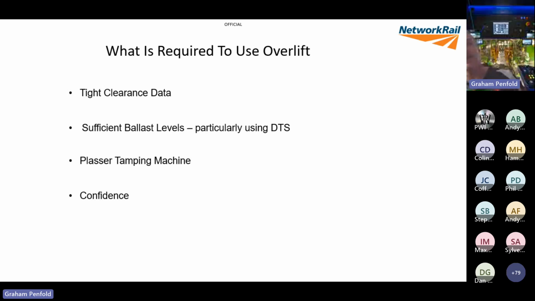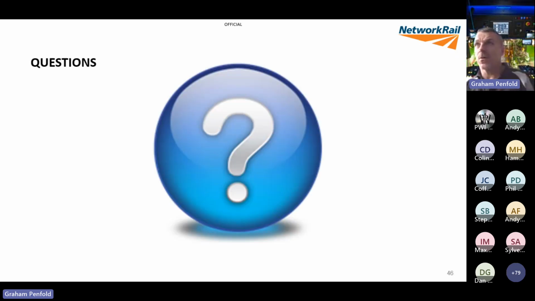You need a Plasser tamping machine. There's no DTS with those, with the methods that I've explained. Matisa machines don't have a design overlift function, unfortunately. And finally, quite underestimated, you need confidence, which is what quite a lot of people lack, unfortunately. But I think that is about it, apart from questions. So thanks very much for listening, and I hope you all got something out of that.